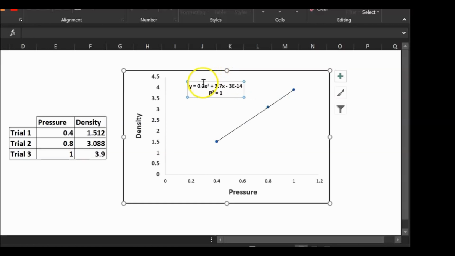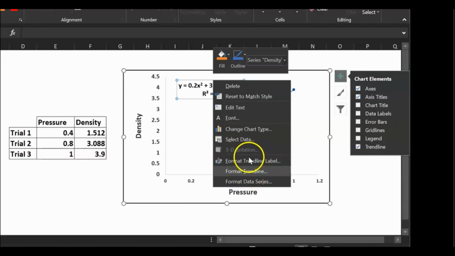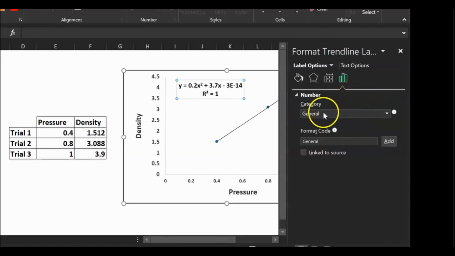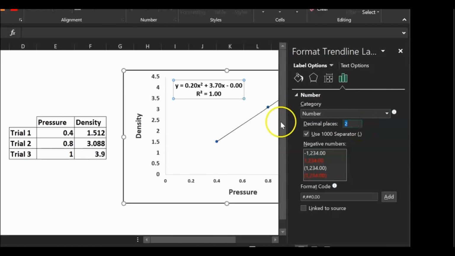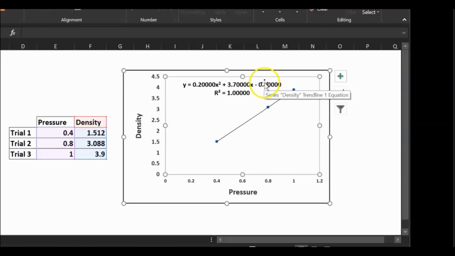Let me make this a little bit bigger here, and I'm going to add a few more decimal places. Format trend label, add some decimal places, say 5, which should be way more than we need. Perfect. With 5 decimal places, we now have this fit to a curve that's going through 0, 0.